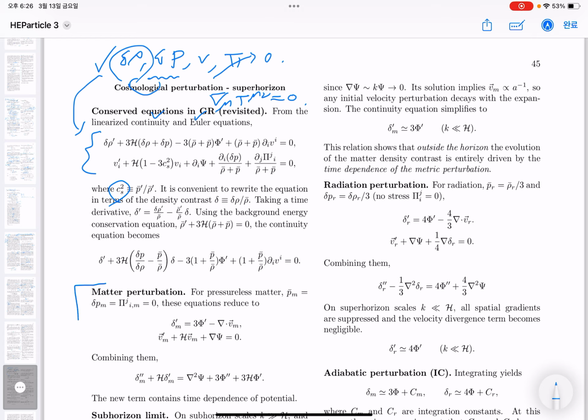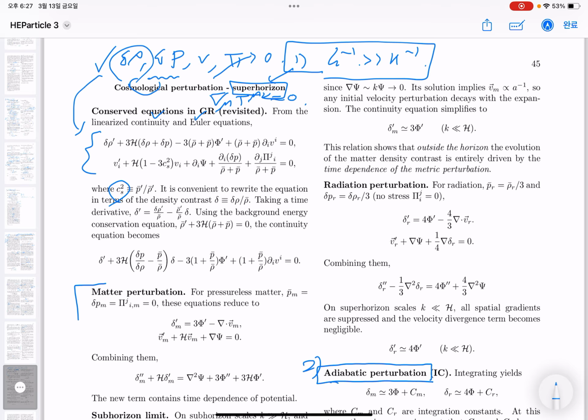And today we'll talk about how we can simplify such a complicated form of the density perturbation by using two limits. The first one is the superhorizon limit, which means that the distance scale or momentum scale is larger than the Hubble scale. And second, we'll talk about a specific initial condition, the so-called adiabatic perturbation.